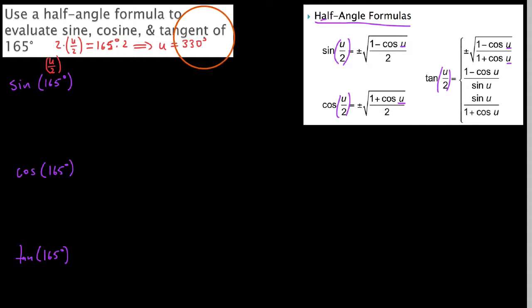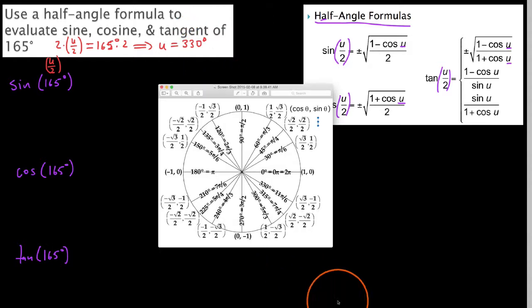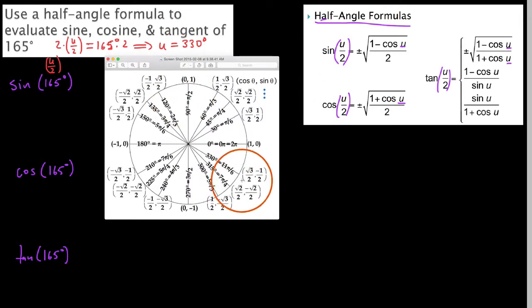And again, the benefit to doing this, if I pull this unit circle back out here, is that we absolutely know the cosine, the sine, and can find the tangent of 330 degrees because it is one of our common angles on the unit circle. It has a 30-degree reference angle.